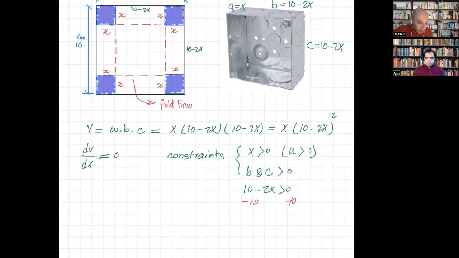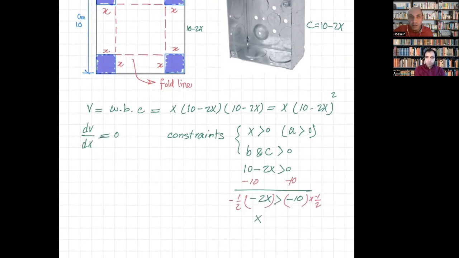Then I get negative 2x greater than negative 10. Then if I multiply both sides by negative 1/2, I'm going to get x, and because I multiplied by a negative number, I should flip the inequality sign. Correct. So x less than 5 is another constraint. So whatever x we obtain should be between 0 and 5 to make sense.